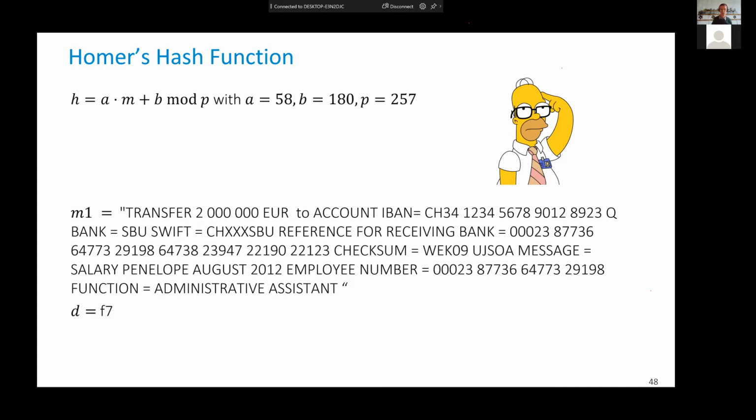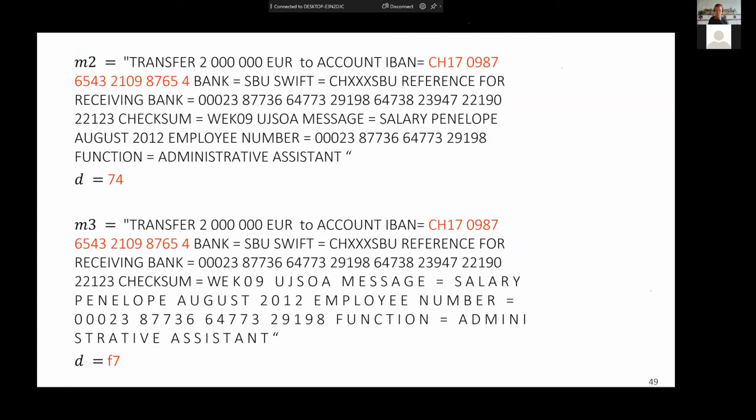I obtain F7 here. However, this is showing what happens if I take this original message and modify it, for example, by changing the recipient. I've changed the bank account number of the recipient. Of course, if I hash this, I will obtain a different value, 74, which was not the original value. F7 was the original hash value.